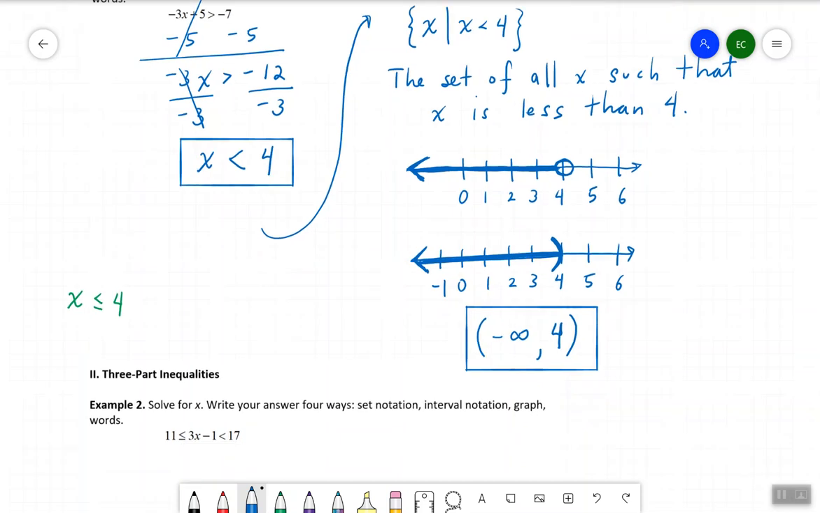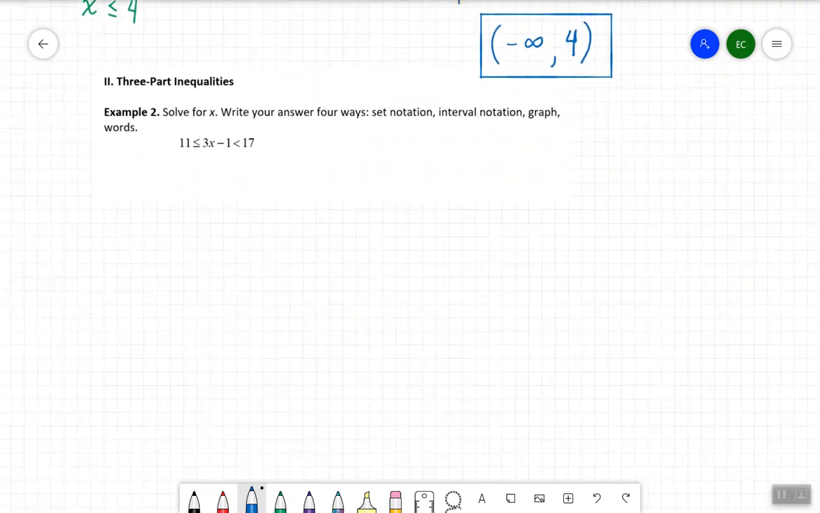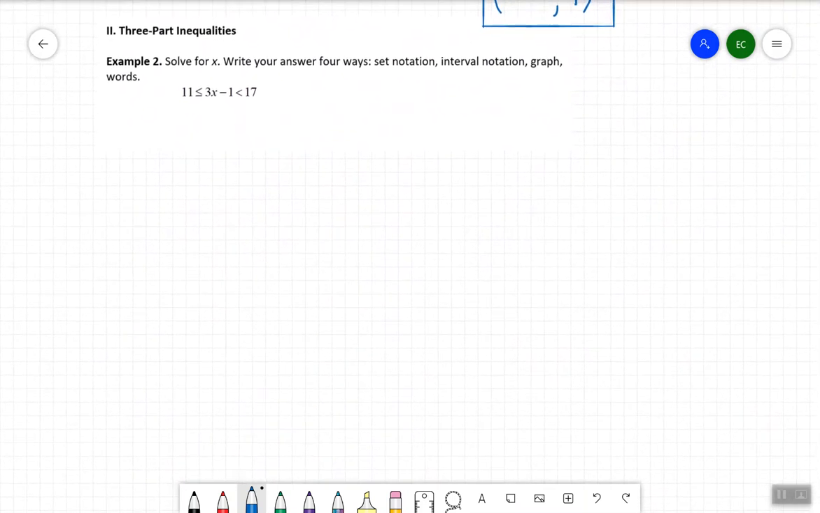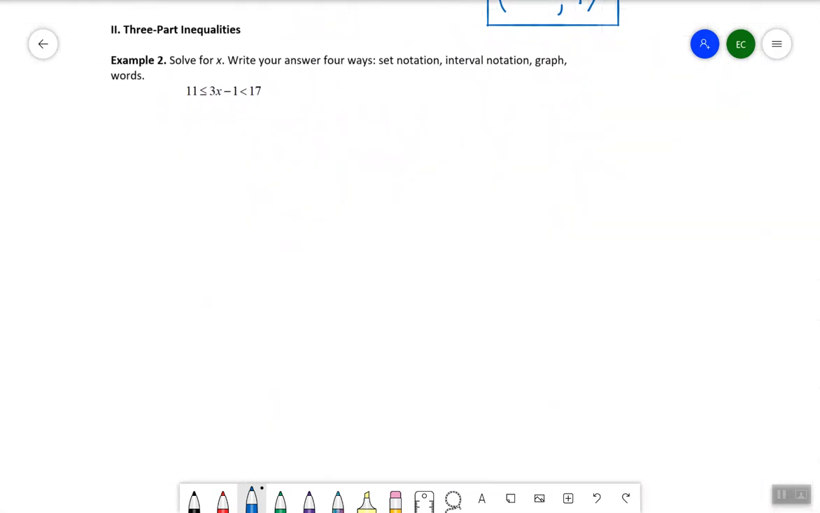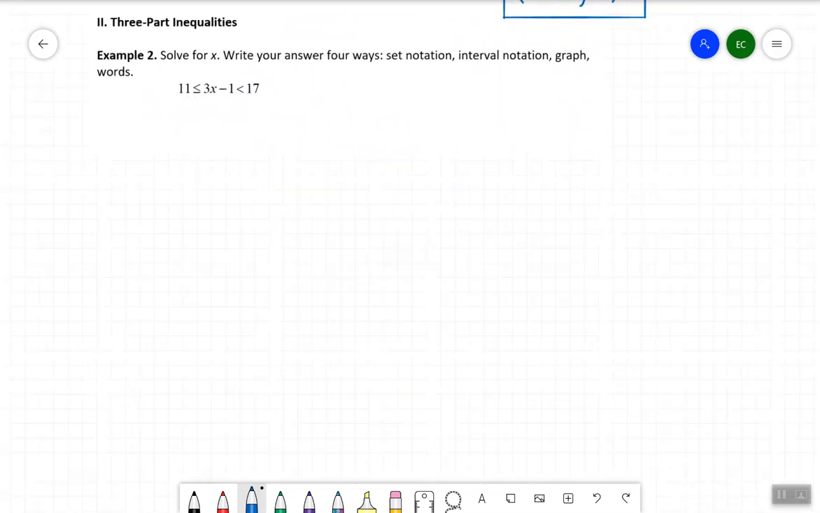Okay, let's go on and let's try a three-part inequality. A three-part inequality has, well, you might guess it, it has 3 parts. There's actually a less than or equal over here and a less than symbol over here.